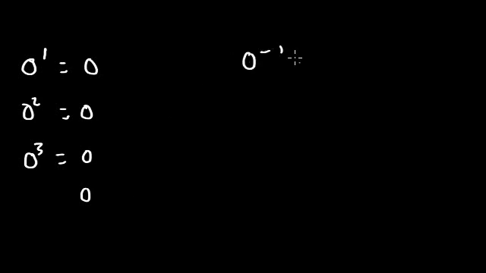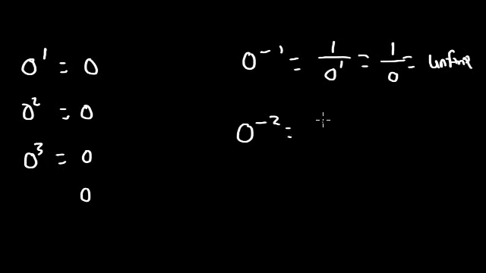0 raised to the power of minus 1. Will this be 0? Notice that will be 1 divided by 0 raised to the power of 1, which becomes 1 divided by 0, which becomes undefined. Similarly, 0 raised to the power of negative 2 becomes 1 divided by 0 raised to the power of 2, which eventually results in 1 divided by 0, which is also undefined.